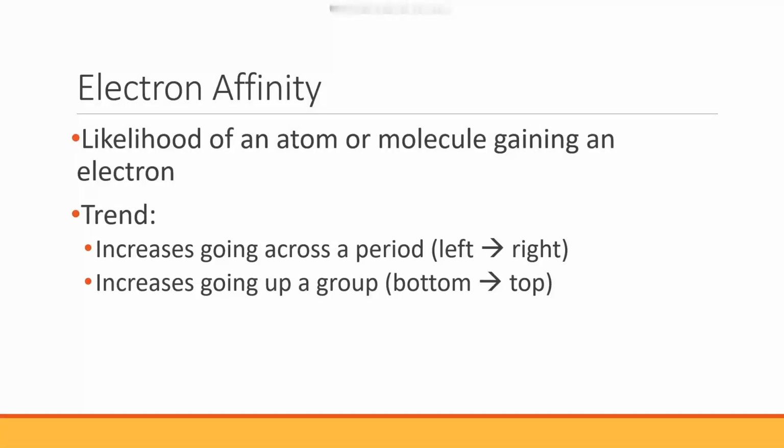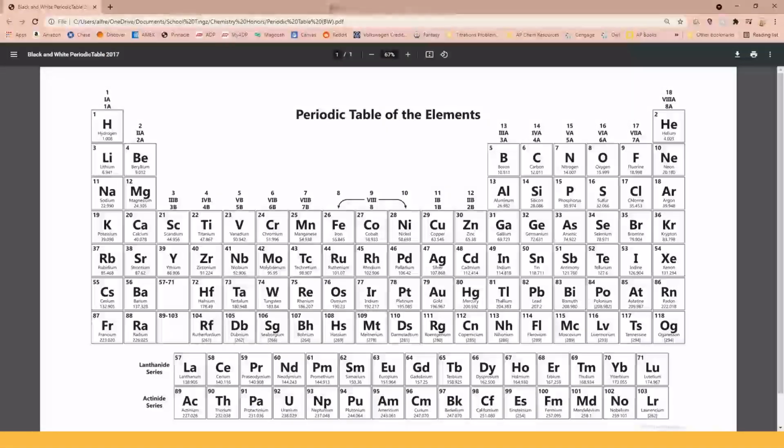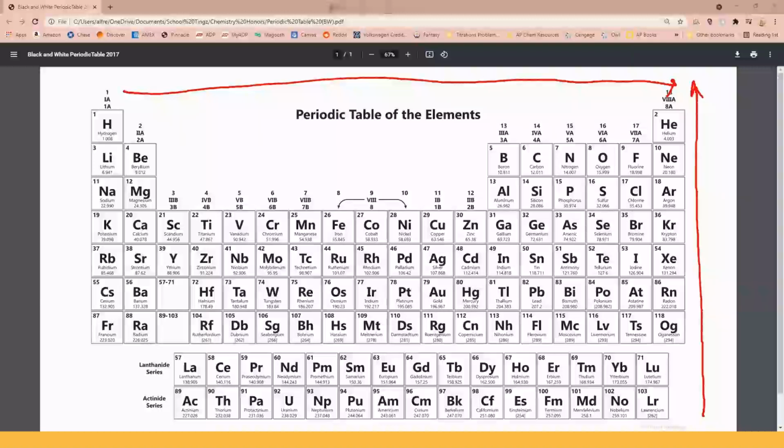So when you're taking your periodic table, you're going to draw two lines. It's obviously going to be one going from left to right, showing increase, and one going from the bottom to the top, also showing increase. So here, electron affinity increases going left to right, and electron affinity also increases going bottom to top.